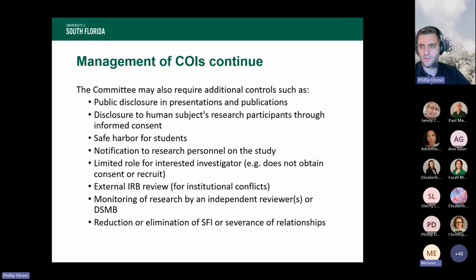We might limit roles for interested investigators. Oftentimes, when there's an SFI that's being disclosed, the PI can't obtain consent. Of course, they can't recruit. That would definitely be considered a COI if they were to be able to obtain consent or recruit patients or participants into their study. There may also be an external IRB review. There may also be monitoring of research by an independent reviewer. And we may also require reduction or elimination of SFIs or severance of relationships.